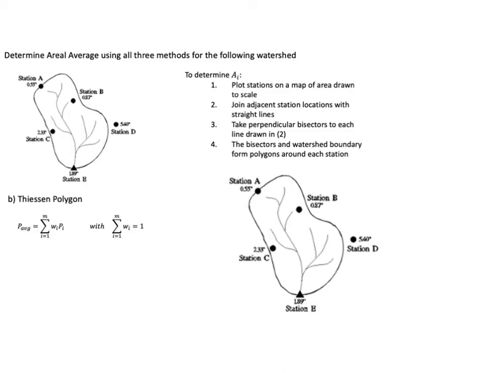I'm going to start by joining the adjacent stations with straight lines. Okay, so I'm going to draw some red lines. And I'll just draw a couple here. All right, so there's a line from A to B. I can try to draw another line from A to C. Okay, and now I'm just going to pause it and draw all of the other straight lines. All right, so now I've connected all of the stations. I've done step 2. Now I'm going to do perpendicular bisectors to each of these lines.